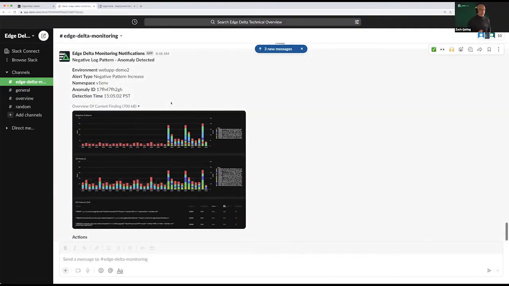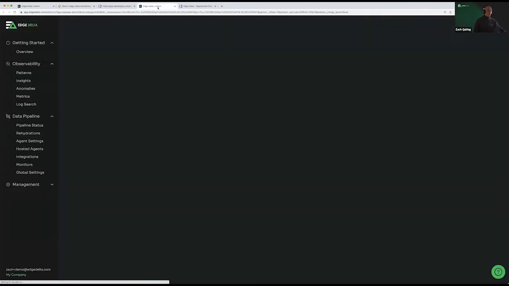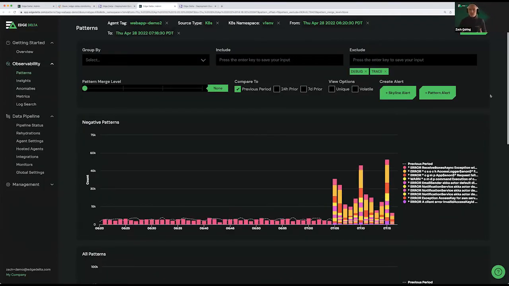In this case, we have it integrated into Slack, where it's basically telling us, hey, we saw this increase in negative sentiment traffic in this particular environment. It's calling out the specific Kubernetes namespace that this was identified in, and providing a high-level overview of what happened around that time. And then from here, we have different options. I'll go ahead and pull up both of these, but I'll start with Edge Delta, our UI, to explain a little bit about what's happening here.